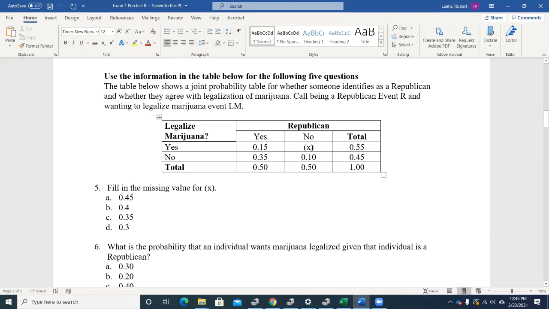So what if I left out a value here? Right? There's a principle that we talked about in class where I could find what that missing value of x is. How could I find that missing value of x?